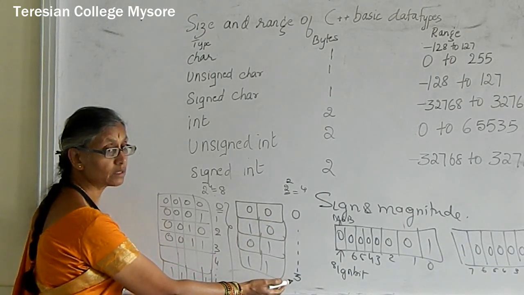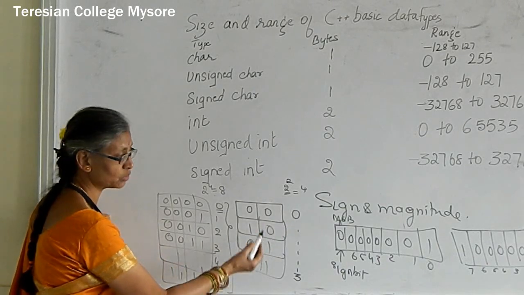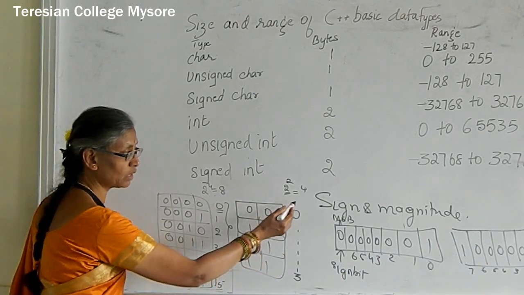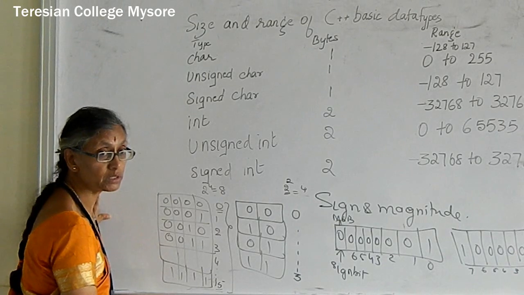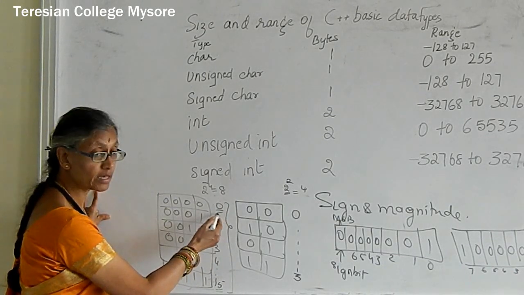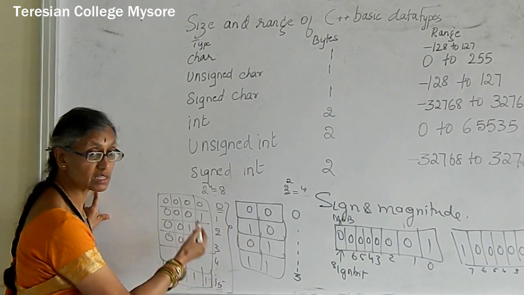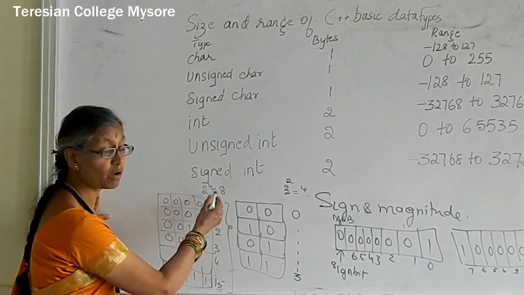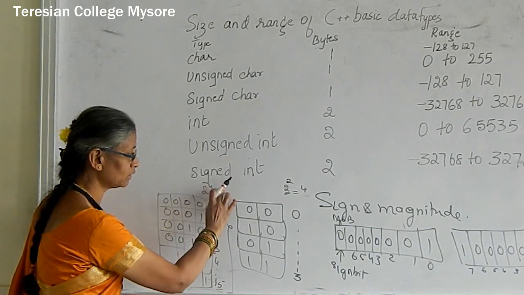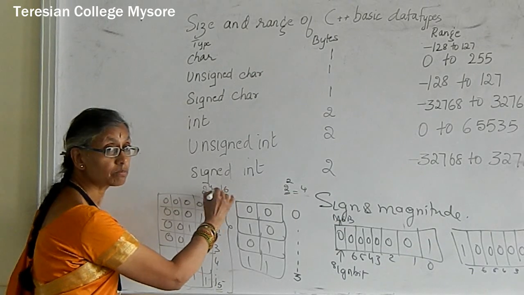So what you are observing over here is, when you have 2-bit space, the largest number you could store is 3 and the smallest number is 0. 0 to 3, so totally 4 numbers you could store in 2-bit space. Similarly, with 4-bit space, you can store how many numbers? 0 to 15, 16 numbers can be stored. 2 to the power of 4 is 16.